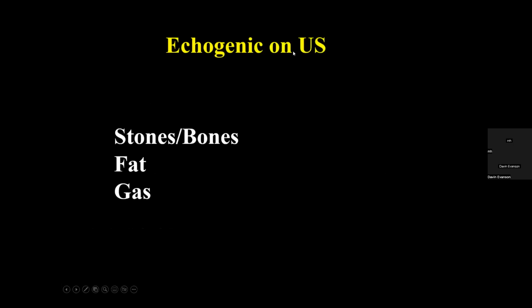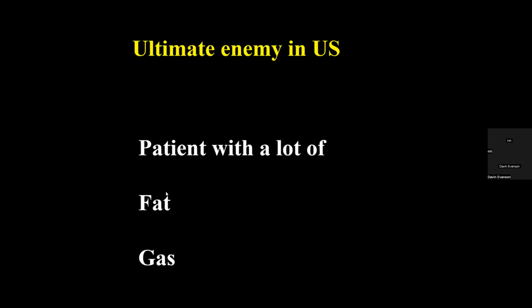Things that are bright or echogenic on ultrasound: stones, bones, fat, and gas. And if you remember, on CT, these were two of the darkest things. Fat was negative 100 Hounsfield units. Air was negative 1,000 Hounsfield units. It just has to do with the interface and the properties of sound waves going through those substances. So our ultimate enemy in ultrasound is a patient with a lot of fat and gas.